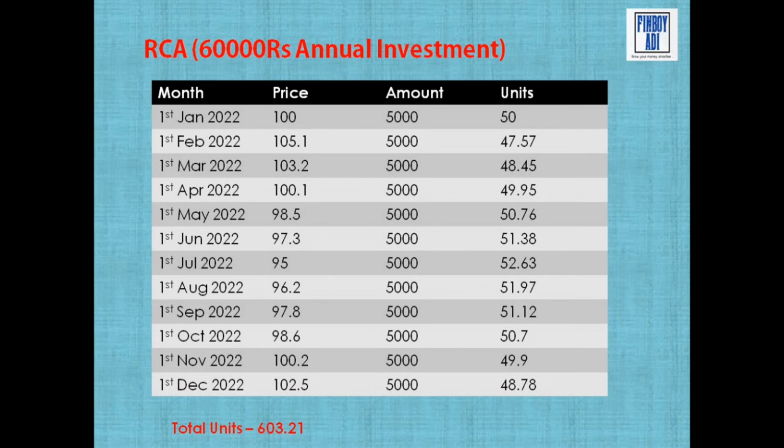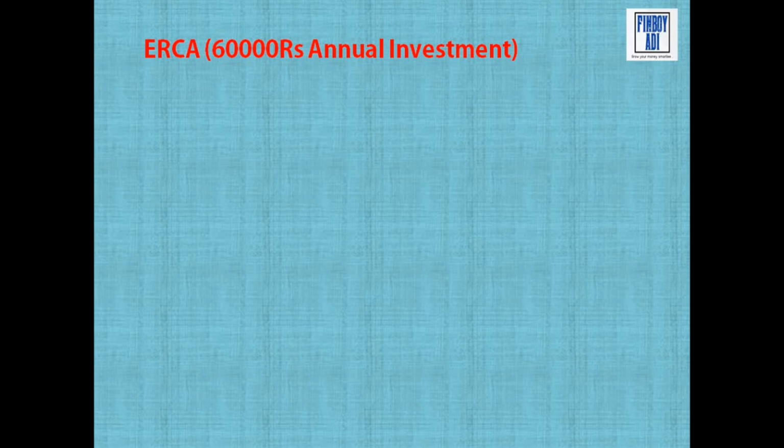If you do your normal SIP, you just put your money and buy the units on the first day of the month and leave it. I mean, you don't do any research or anything, you just leave it. At the end of the year you will get 603.21 units. Similarly, let's say I invest the same 60,000 in one year, but I will do ERCA. So how is it going to benefit me? Let's understand that.